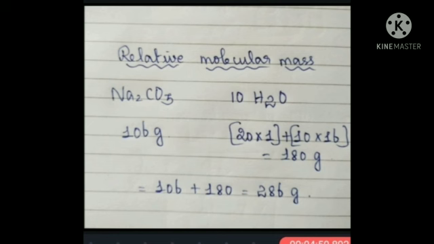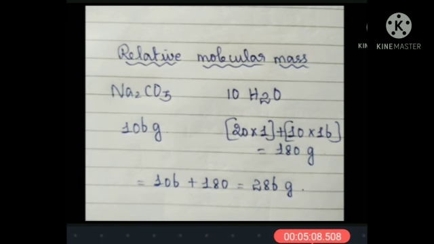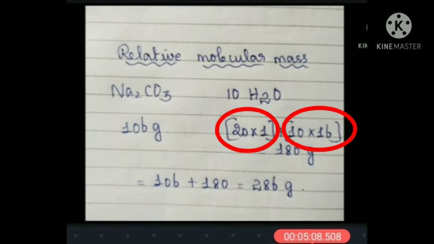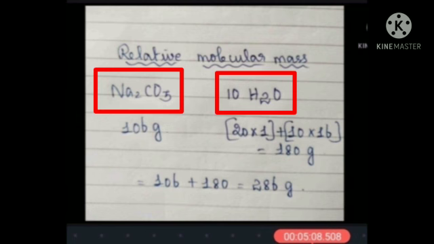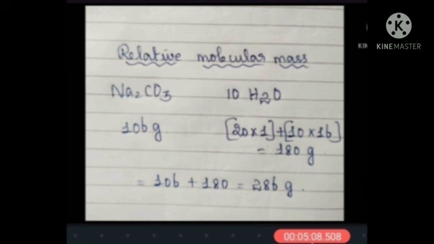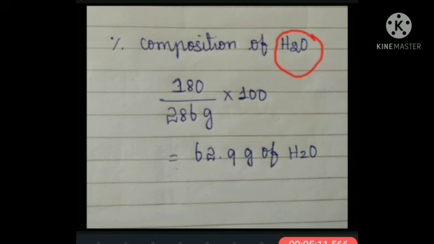So how do we find the relative molecular mass of water? 20 into 1. 20 is the number of hydrogen atoms, since 10 is multiplied with 2. So 20 into 1, 1 is the mass number, plus the oxygen atoms, 10 into 16, 16 is the mass number. If we add these 2, we get 180 gram. Now we can add the relative molecular mass of Na2CO3 and 10H2O. So we get 286 gram, the relative molecular mass of hydrated sodium carbonate.